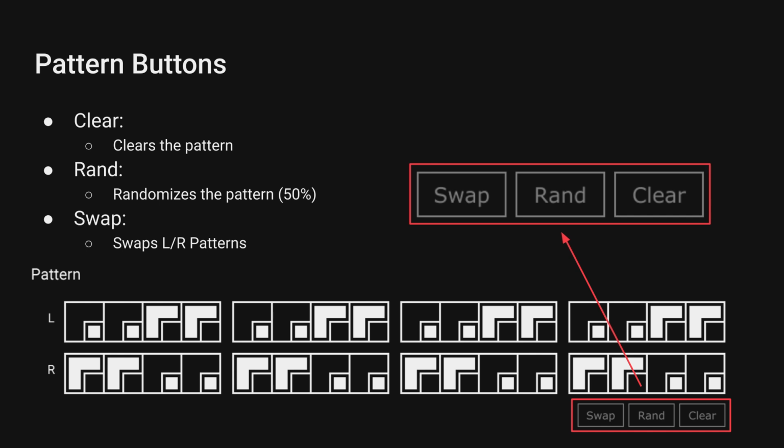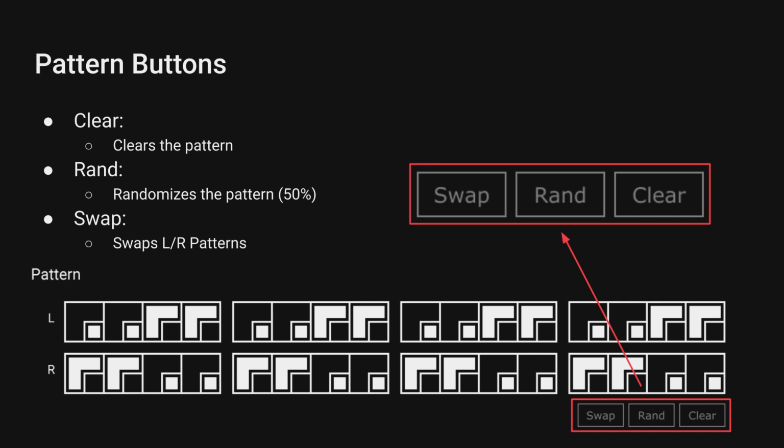Now, pattern buttons have been added to make the pattern editing workflow so much quicker. So there are 3 new buttons. The first one is the Clear button, which just clears the pattern so you have a blank slate. There's the Randomize or Rand button that randomizes the pattern such that each beat has a 50% chance of being on or off. And then there's the Swap button that just swaps the left and right channels.